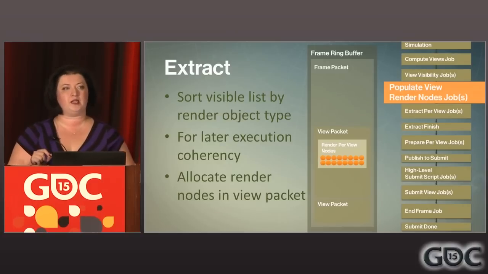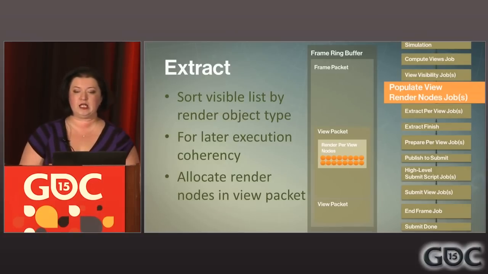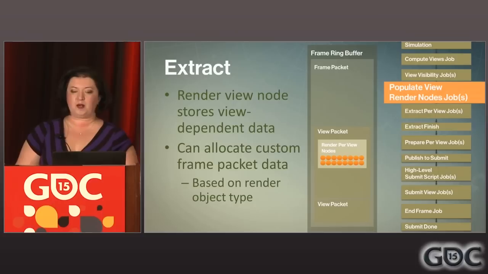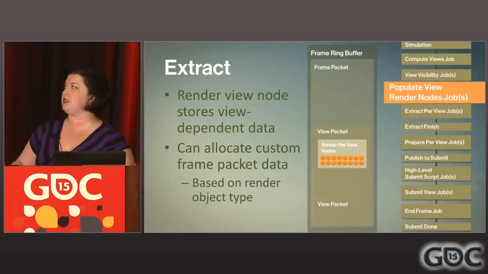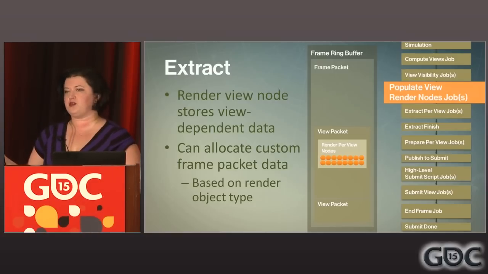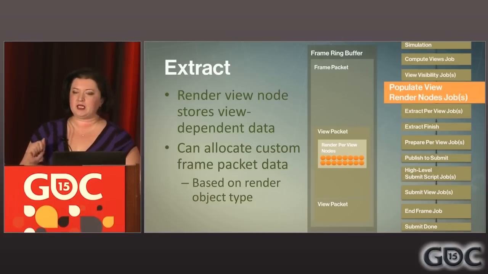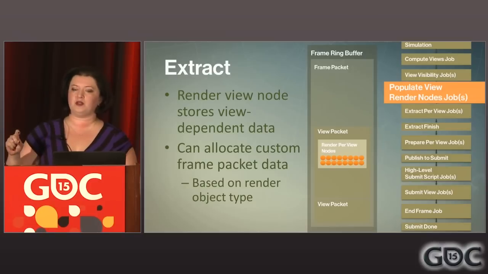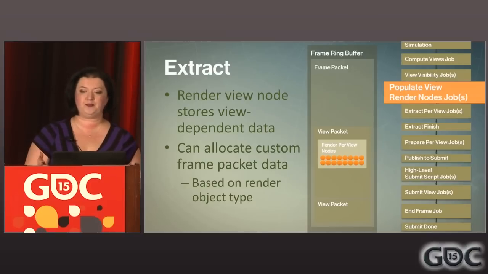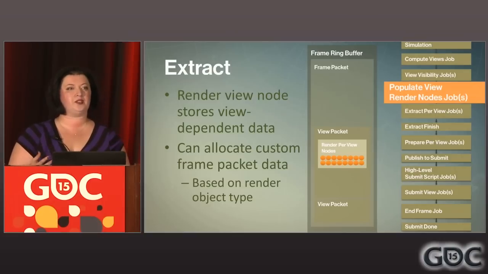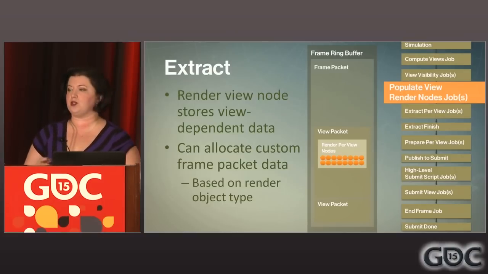The populate render nodes job is going to run through visible elements for that view. It sorts them by the render object type for coherency, and then it will reserve and populate the individual arrays that you see here for the visible nodes within each view. Those are called view nodes. They store some view information. This is your bounding sphere, distance from camera, et cetera. This data is stored in that tiny render node for the view for cache coherency, since we run a lot of tight iteration loops on the render nodes during extract, prepare, and submit.